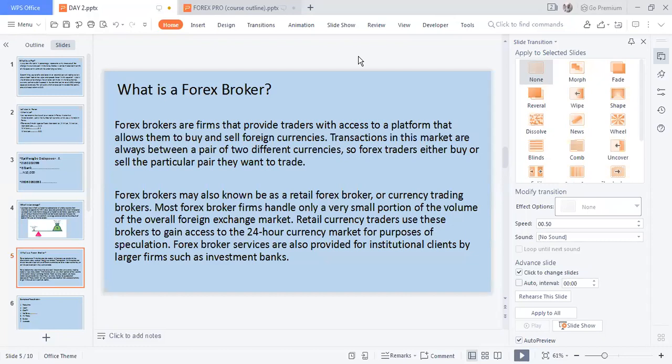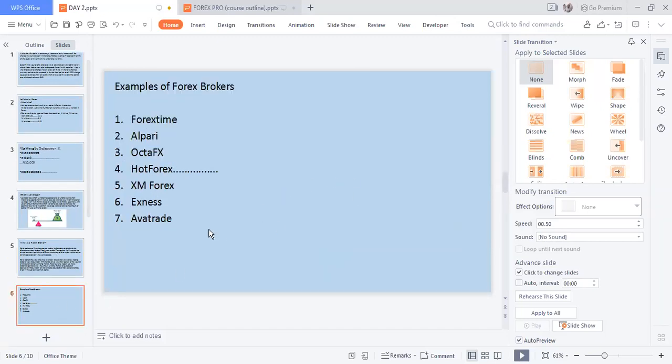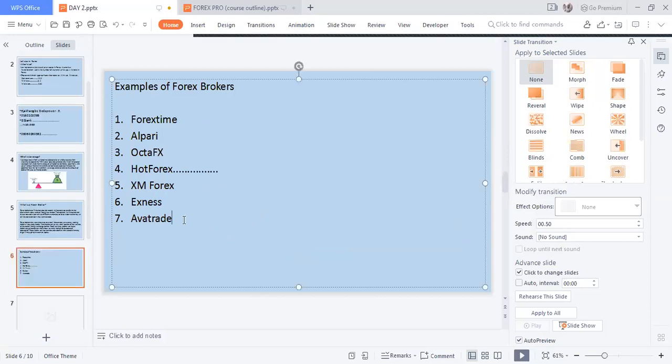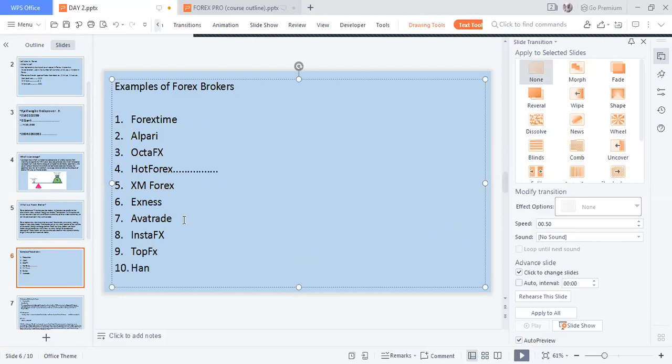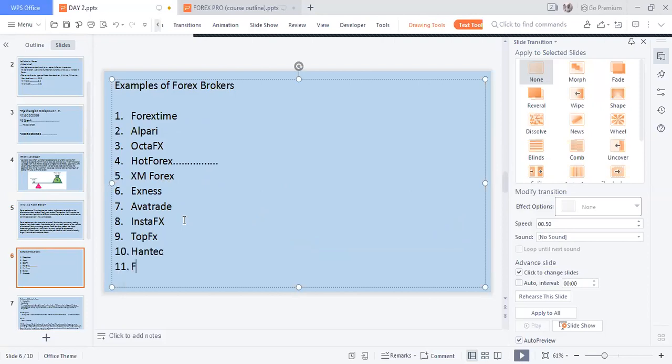Plus, there are several types of brokers. I repeat, there are several types of brokers. There's Forex Time, there's Apari, there's Hot Forex, there's OptaFX, there's XN Forex, there's XNES, there's InstaFX, there's TopFX, there's Antec, then there's FXTN. There are so many. If I say let me call them all here, we'll sleep here today.